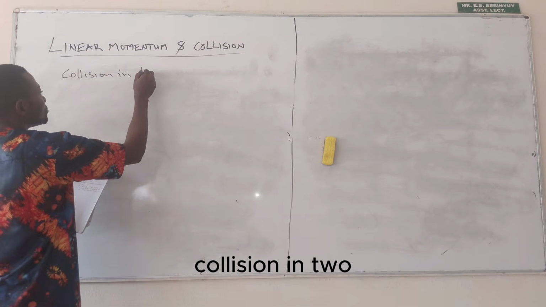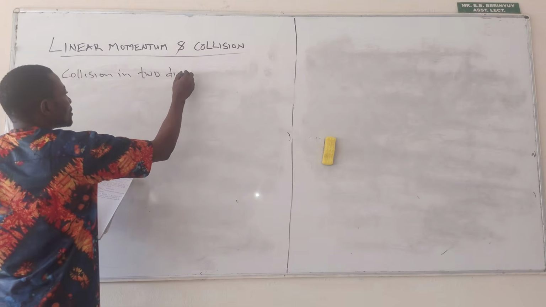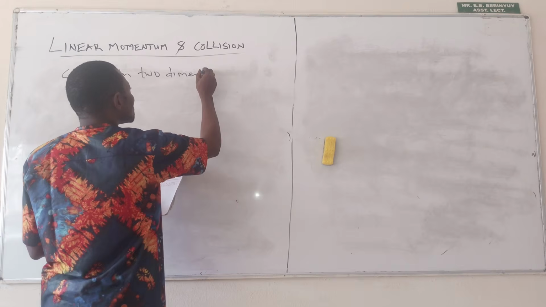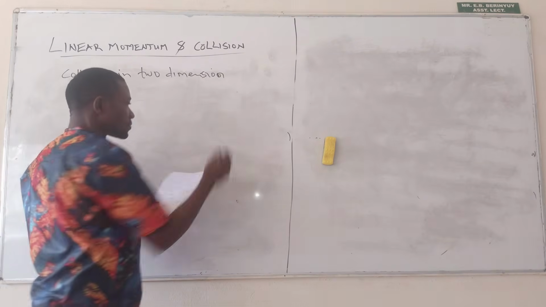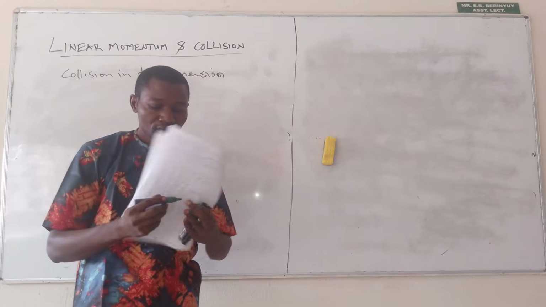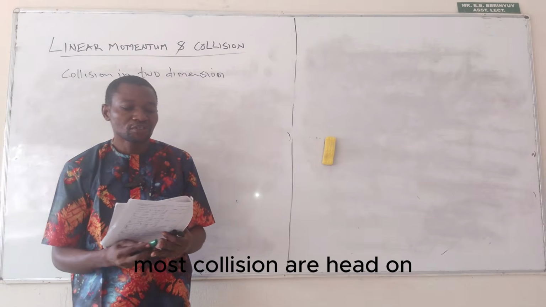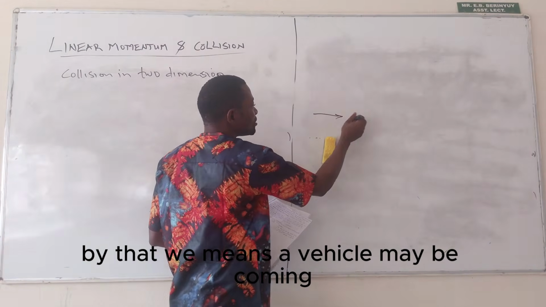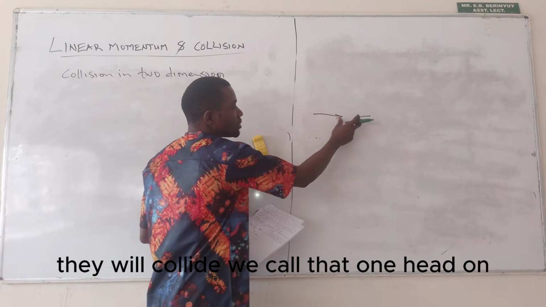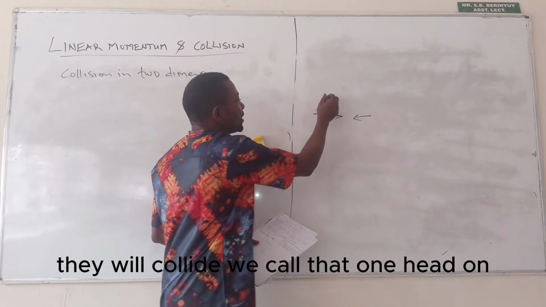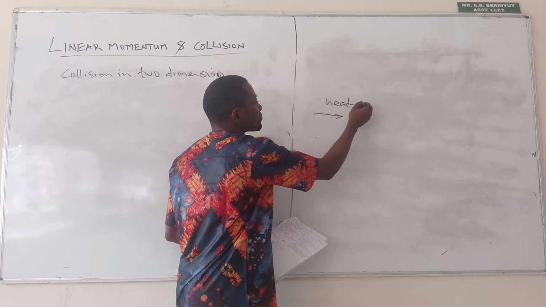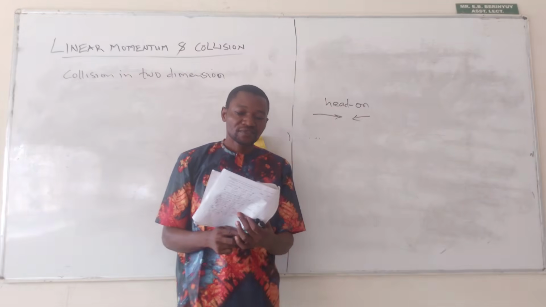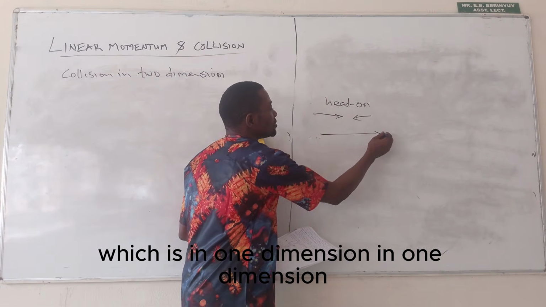Collision in two dimensions. Most collisions are head-on. By that we mean a vehicle may be coming, another one may be coming, and they will collide. We call that one head-on. So most collisions are head-on, which is in one dimension.